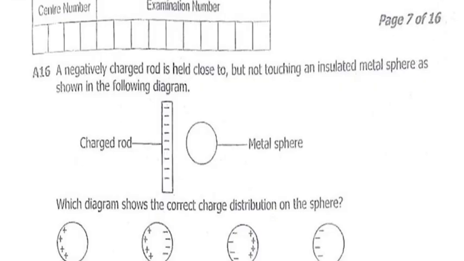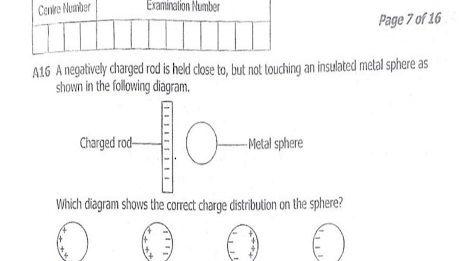We go to question 16. A negatively charged rod is held close to but not touching an insulated metal sphere as shown in the diagram. We have a charged rod, then we have a metal sphere here which is neutral, meaning it has an equal amount of positive and negative charges. Which diagram shows the correct charge distribution on the sphere?